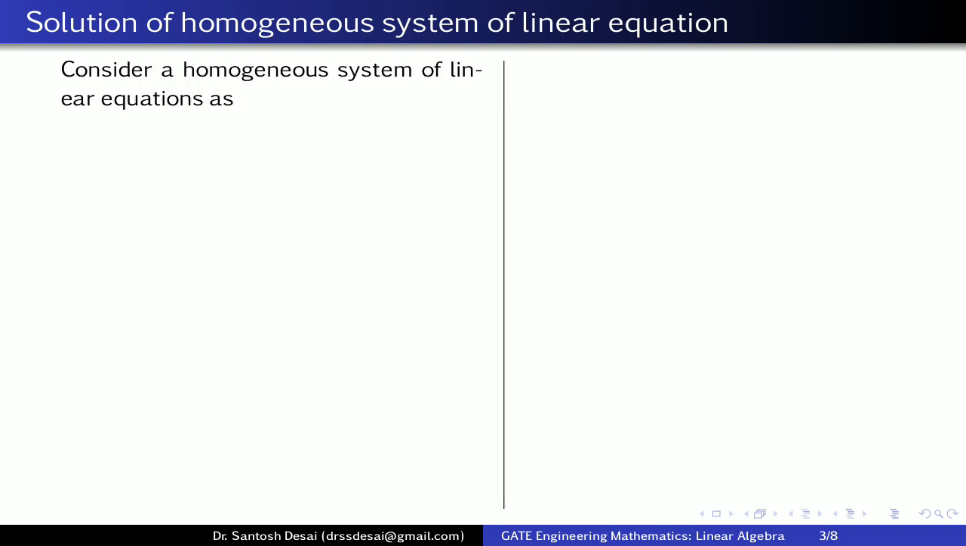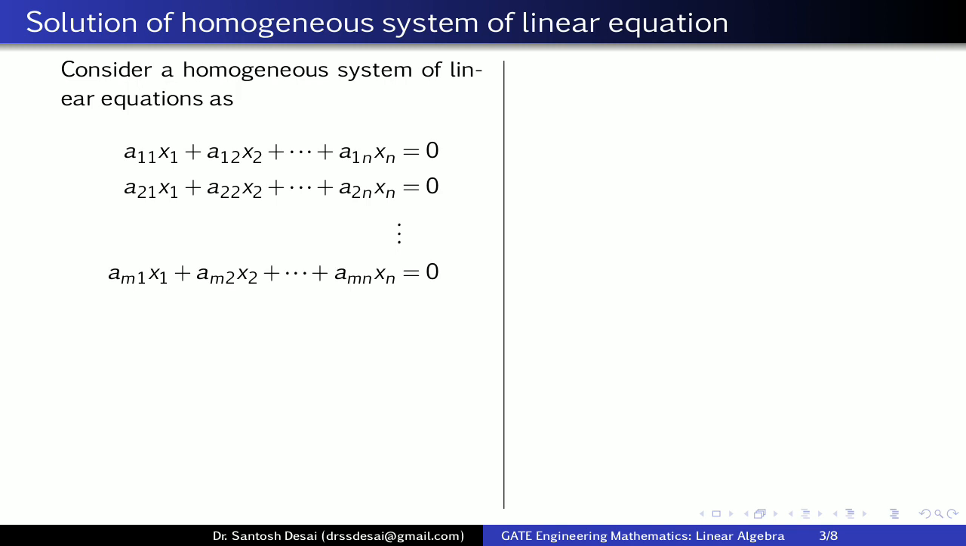So let us consider the system of homogeneous linear equations as a11x1 + a12x2 + and so on + a1nxn = 0, a21x1 + a22x2 + and so on + a2nxn = 0, and the last row is am1x1 + am2x2 + and so on + amnxn = 0. Here we note that the RHS of all these equations are 0. So first we write in the matrix notation.